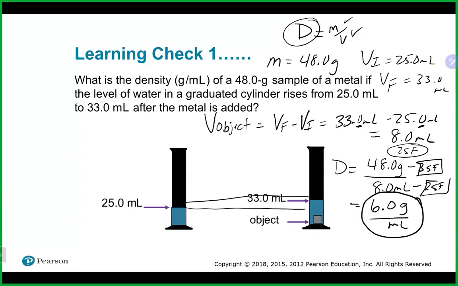So again, it's important to keep track of those sig figs as you go through it, and also units as well. So make sure you have units on everything. And in this case, they don't cancel, so you got to keep them around at the end there.